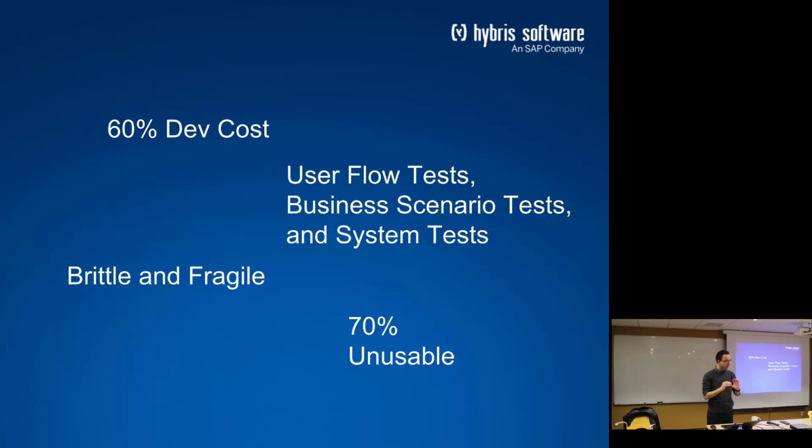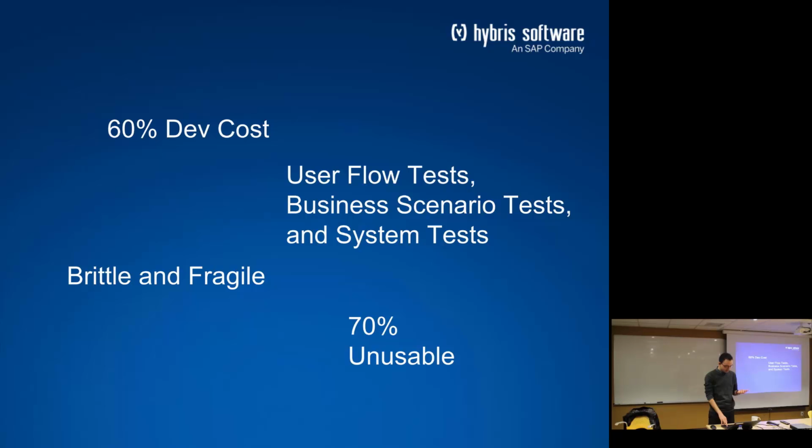The idea is that at the end of the testing pyramid, we will have a number of tests that make sure that the business of the application is still intact. It is still working as it's supposed to work. So we call those things business scenario tests or user flow tests.